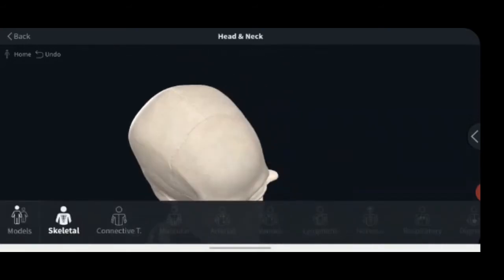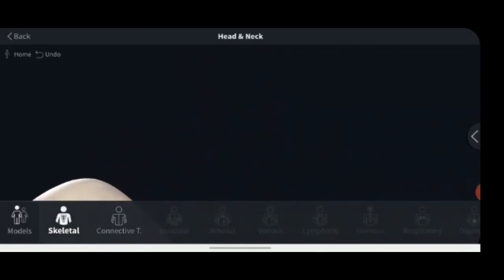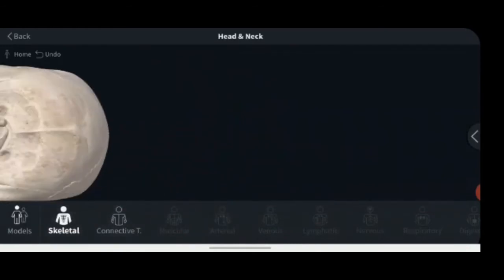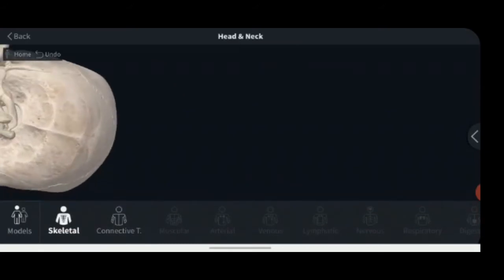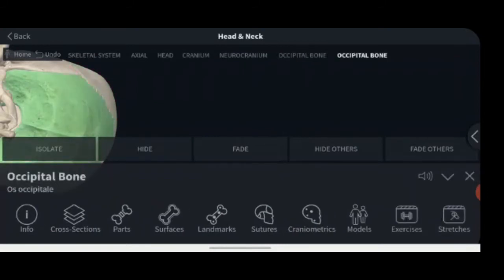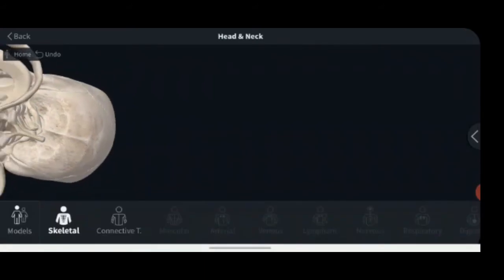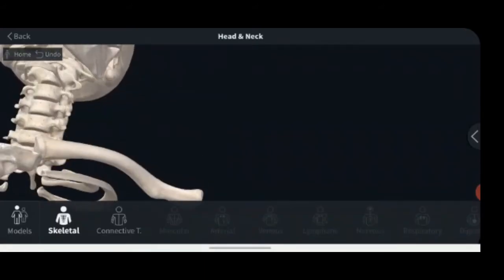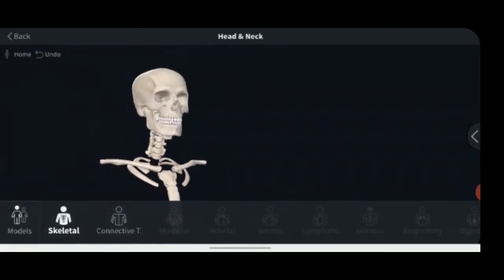And the lambdoid suture between the parietal and the occipital bone. So now we will see, this is the occipital bone. So this is the lambdoid suture. This is the parietal bone and this is the occipital bone, that is the lambdoid suture. So we have learnt the types of the sutures in between the bones in the cranial vault.